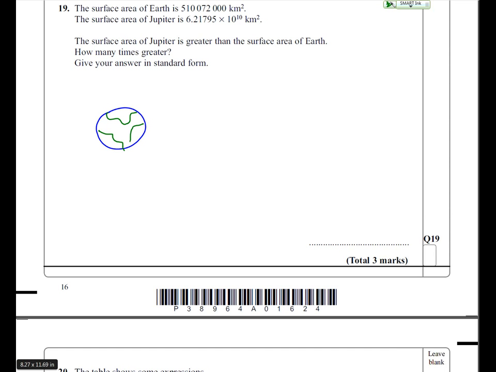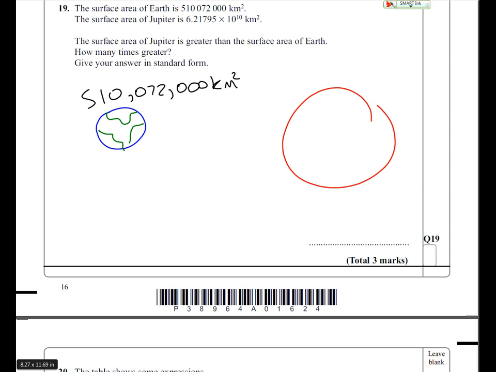It's not going to be accurate though, so don't worry. Just giving us an idea, is 510,072,000 kilometers squared. The surface area of Jupiter is 6.21795 times 10 to the 10 kilometers squared. Now, how many times greater is the surface area of Jupiter compared to the surface area of the Earth?